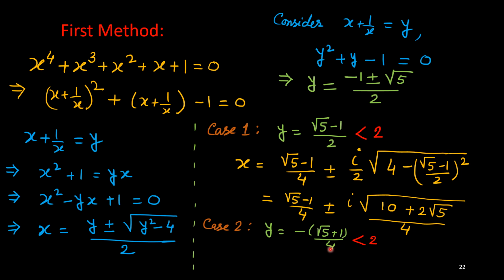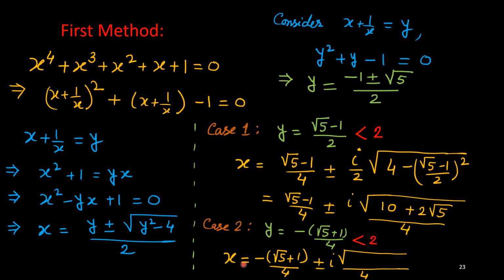So this is not 4, this is 2 actually, sorry. This is 2, but this value will be less than 2. Right? So plus minus square root 5 plus 1 upon 2. So this you should consider as a 2. Okay, that should be less than 2.